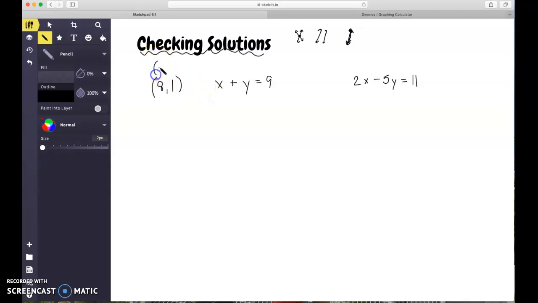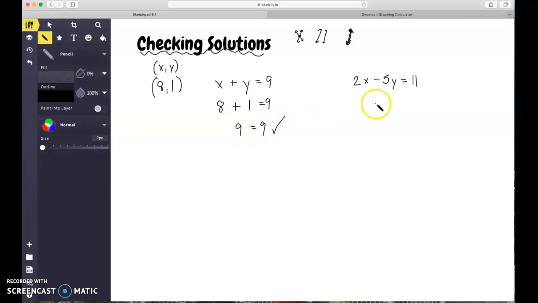Keep in mind, coordinate pairs are always written x comma y. So we're going to plug in 8 for our x value and 1 for the y value and see if that makes a true statement. So 8 plus 1 gives us 9. Does 9 equal 9? Yes, it does, so it worked. That point is on the line x plus y equals 9.